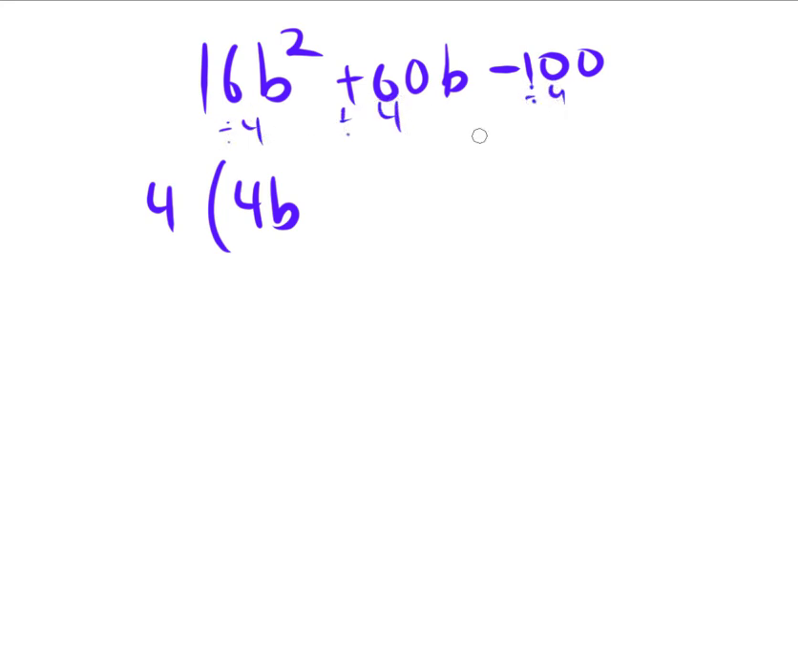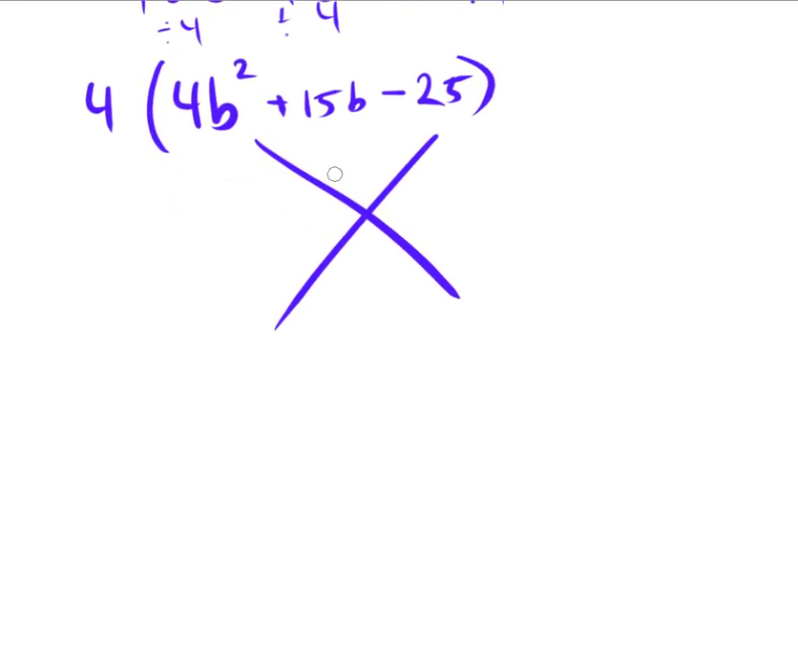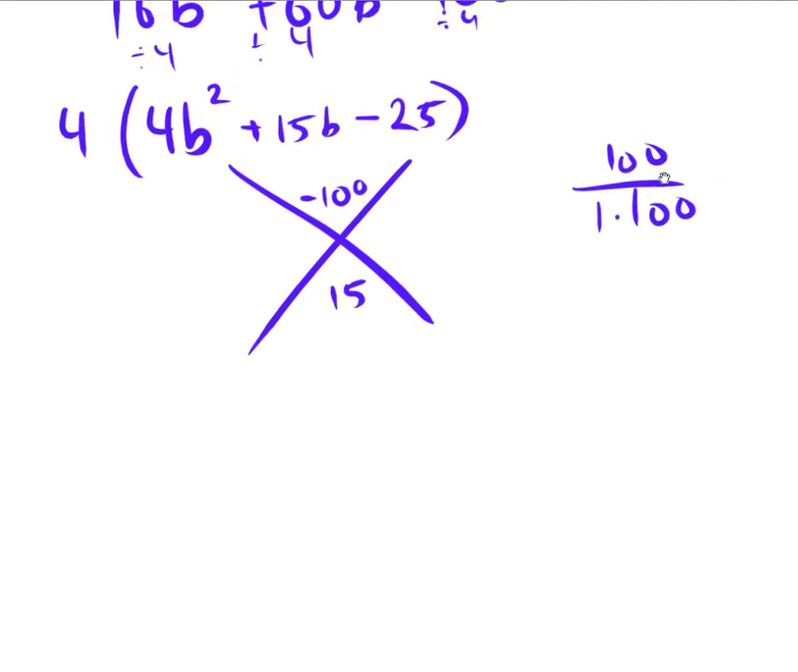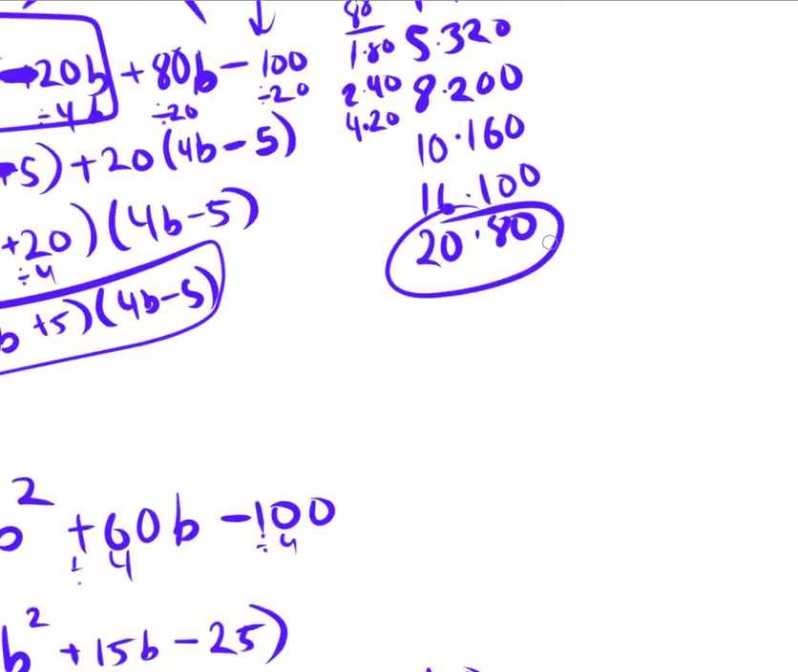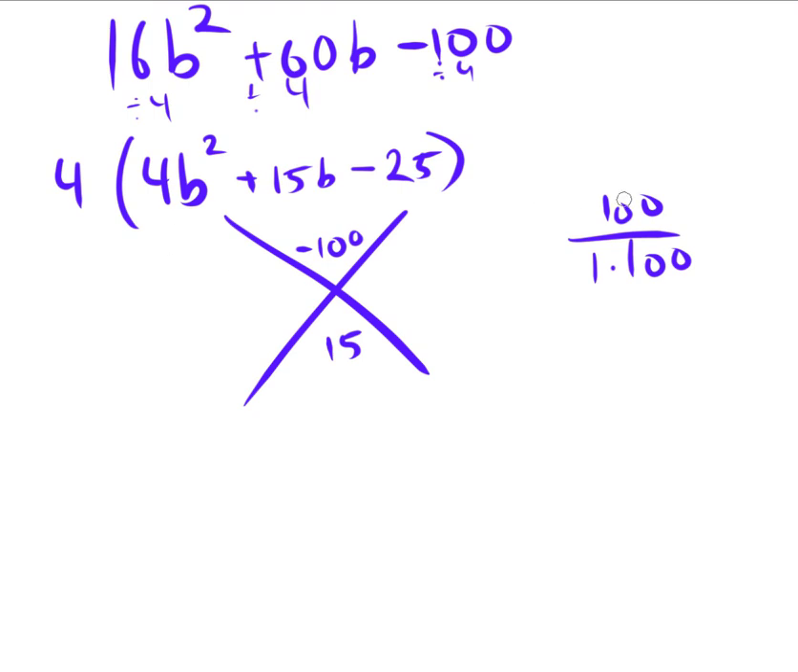If I divide all of that by 4, I get 4b squared plus 15b minus 25. And if I did that, now I can use my x method to factor this puppy on the inside. And if I do that, now it's going to be way simpler. 4 times negative 25 is a negative 100 here. And so I have to find two things that multiply to give me 100. So once again, I'm going to go 1 times 100. Now, just so you know, this is way simpler than finding all the factors of negative 1,600. So look, just factoring out that 4 at the beginning really helped me out.